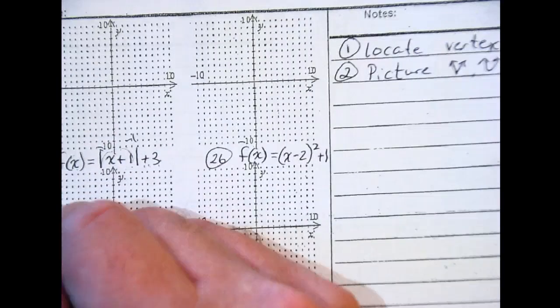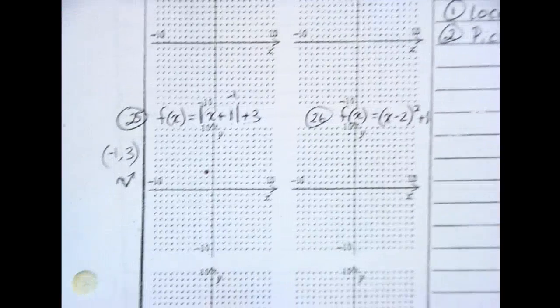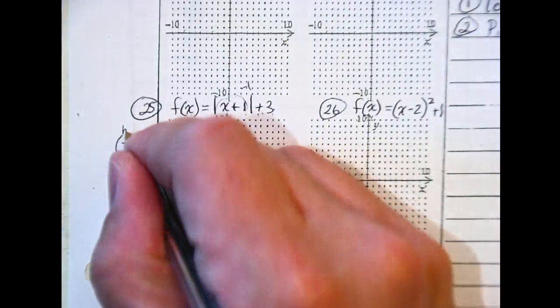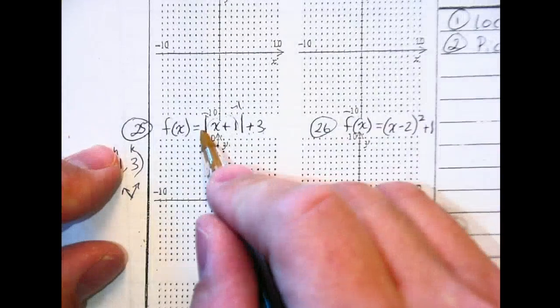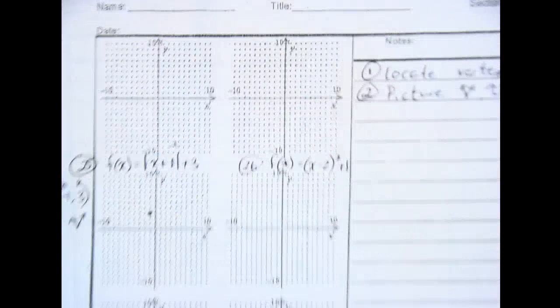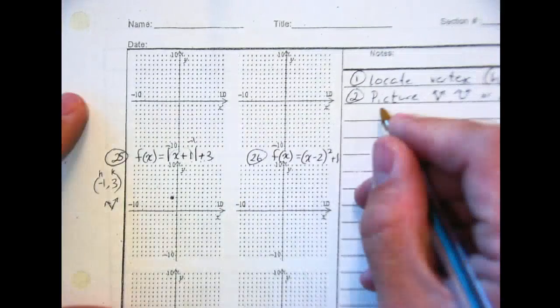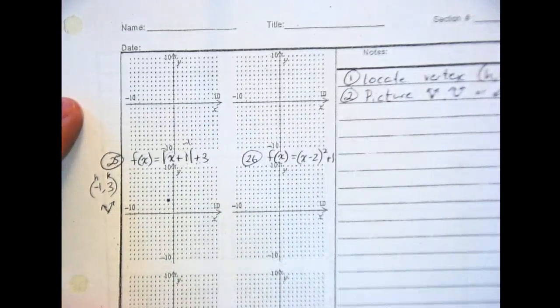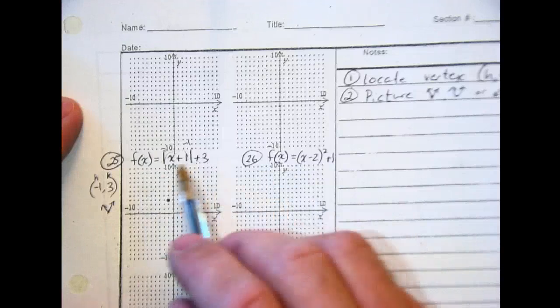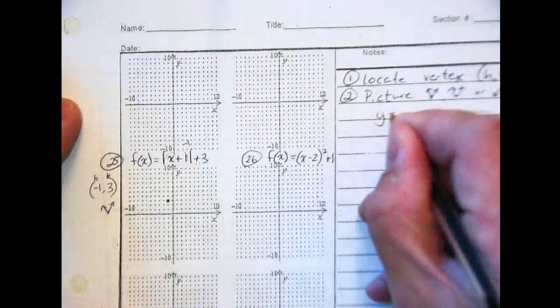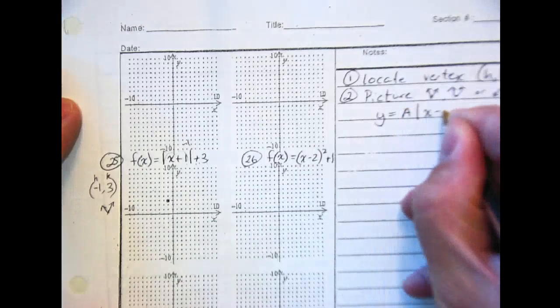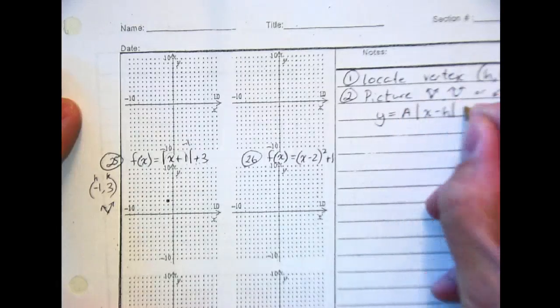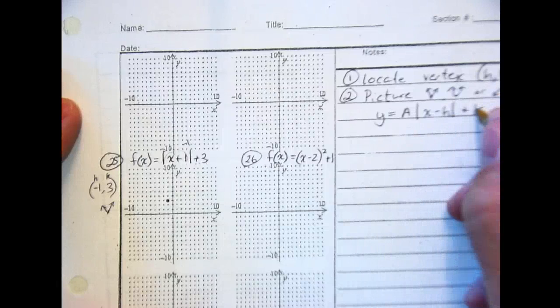It may help some of you to write, off to the side, the vertex, your HK, and your V. You know it's a V. There's a form that we talked about yesterday. Remember that form is y equals a times x minus h, quantity squared, plus k. That was for your parabola. And then on your absolute value, you used y equals a times the absolute value of x minus h plus k. So very similar forms.